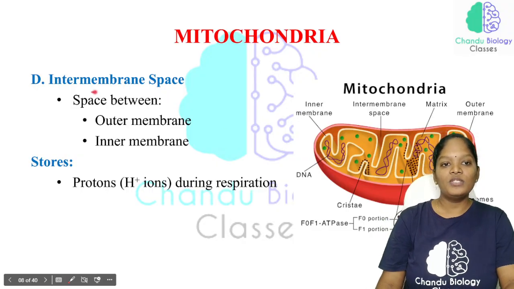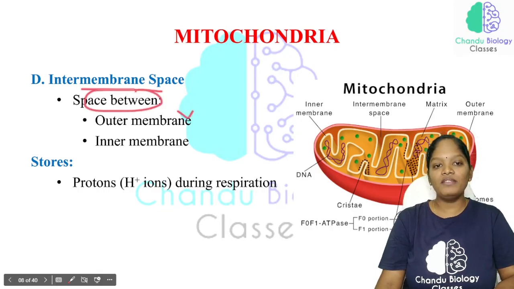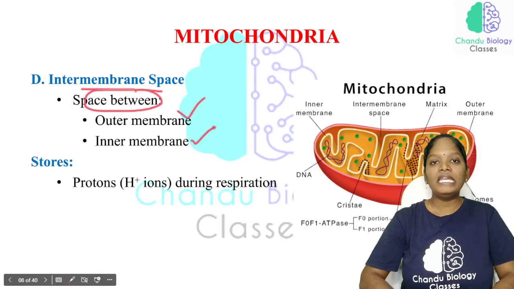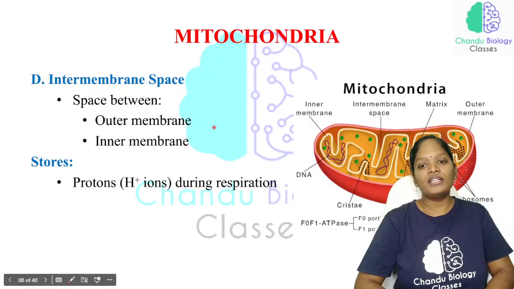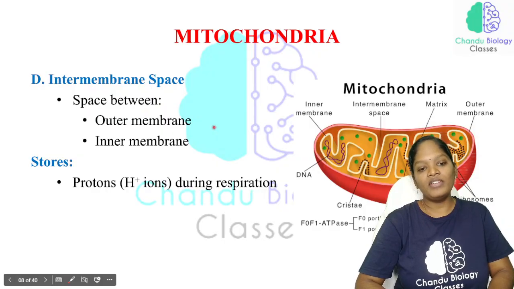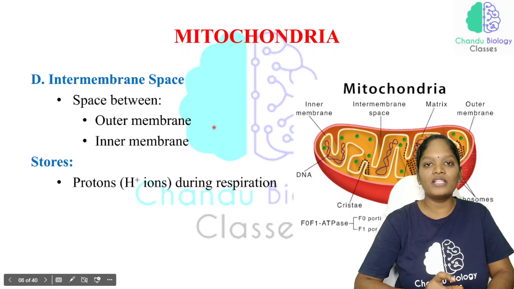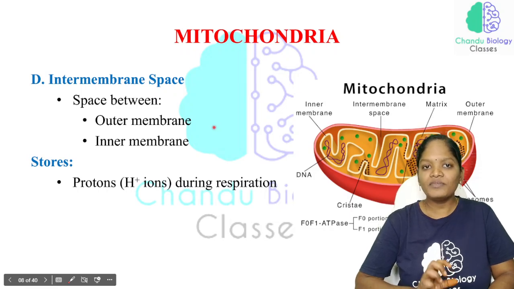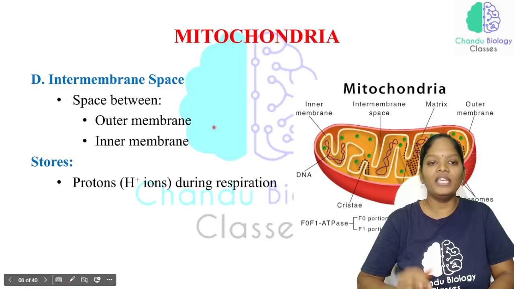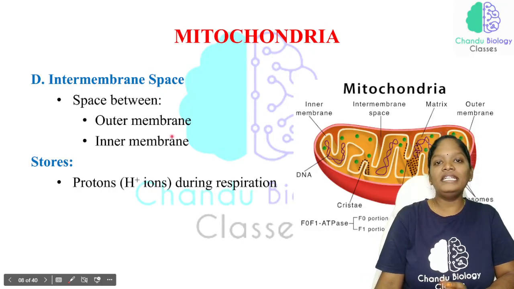intermembrane space. So the intermembrane space is the space between the outer membrane and the inner membrane. Okay, so there we are having an outer membrane and an inner membrane. Between these two membranes there is a space, and that space is called the intermembrane space.